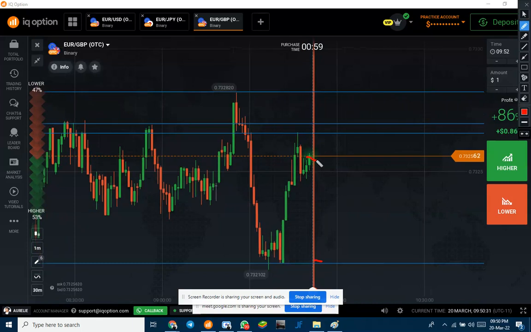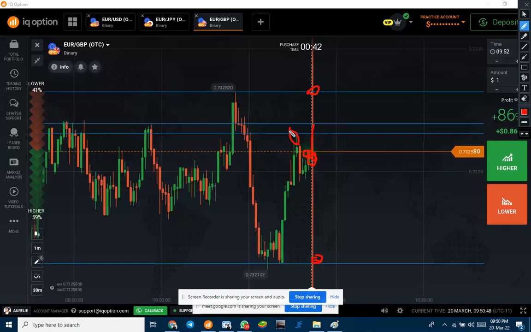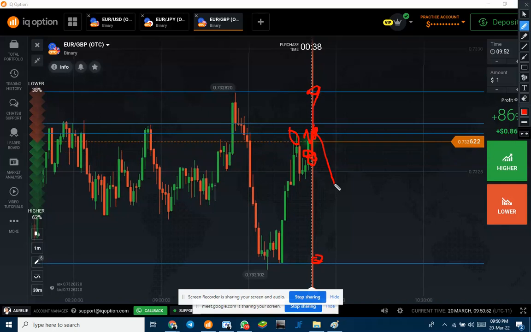Do not make attempt to place any trade here. Do not make attempt to place any trade here. Wait for the price to reach this or this. Even if the price reaches this level, do not make attempt to place any trade there. Already we are seeing a reversal. The market might just consolidate or might just continue or might just reverse. So we don't know what's going on. Even me, I'm confused here.